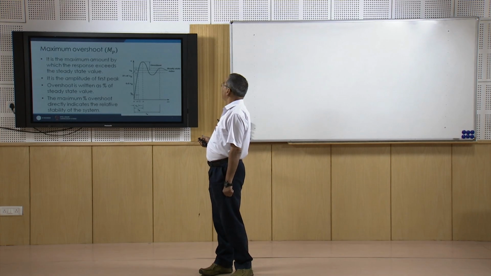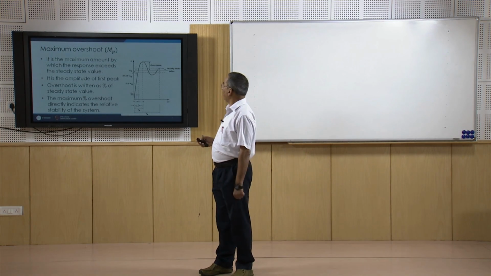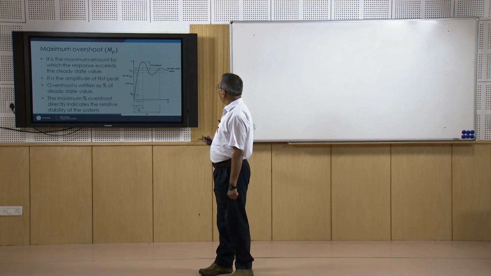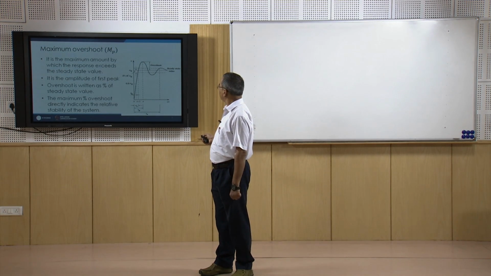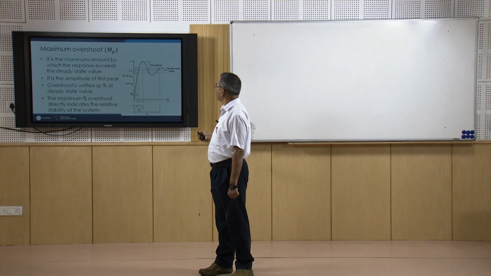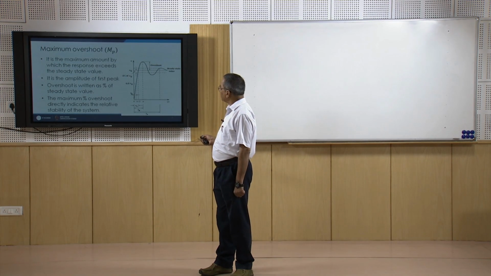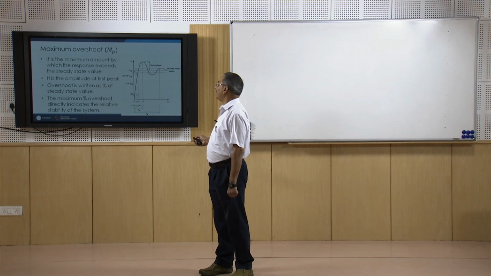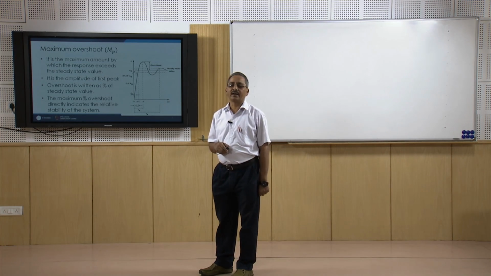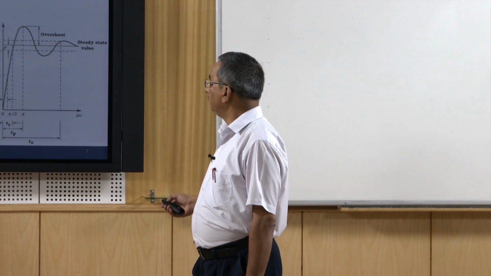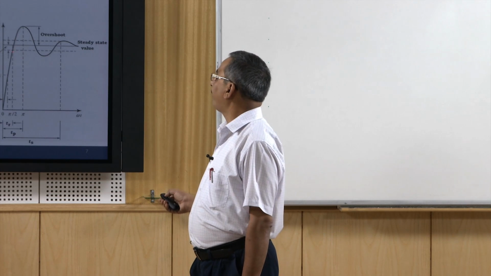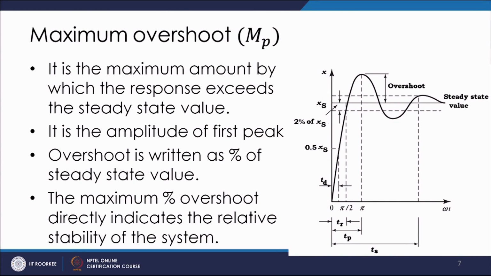The next parameter is maximum overshoot, Mp. Here you can see the value above the steady state value; this is what we call the overshoot, or the maximum overshoot in this case. It is the maximum amount by which the response exceeds the steady state value, and it is basically the amplitude of the first peak.